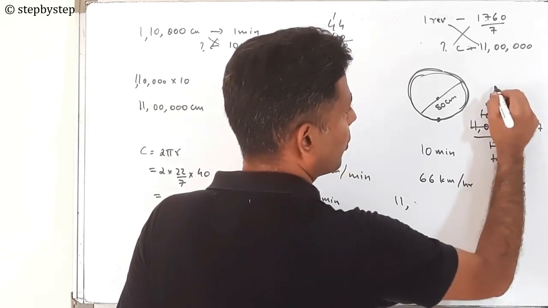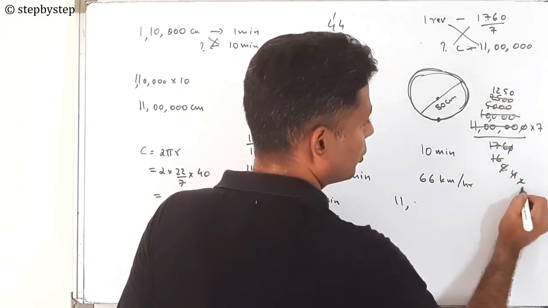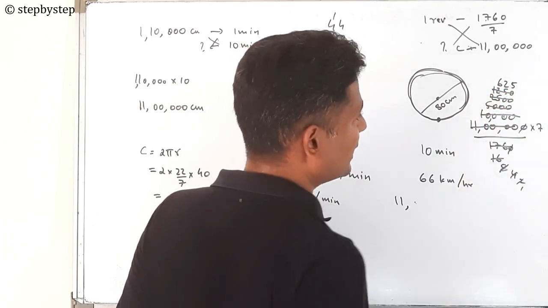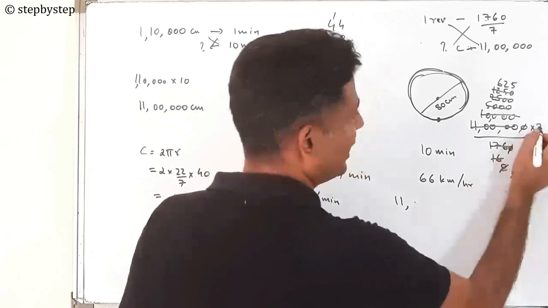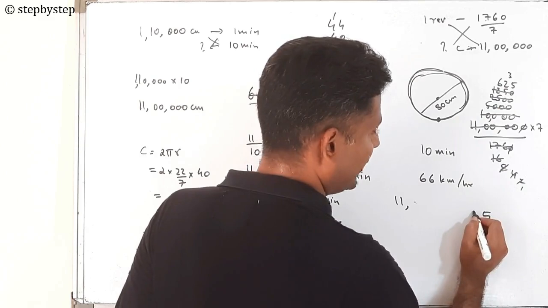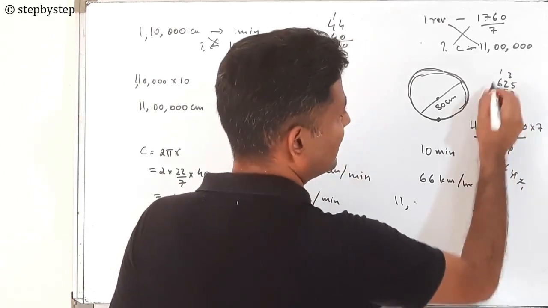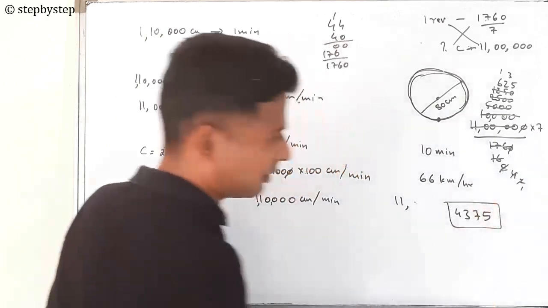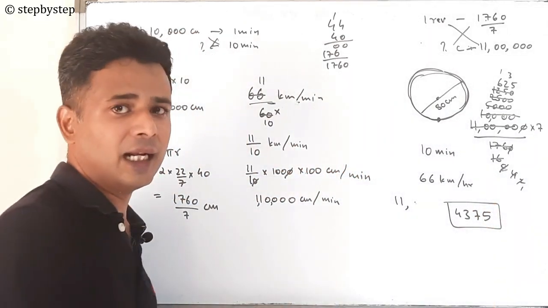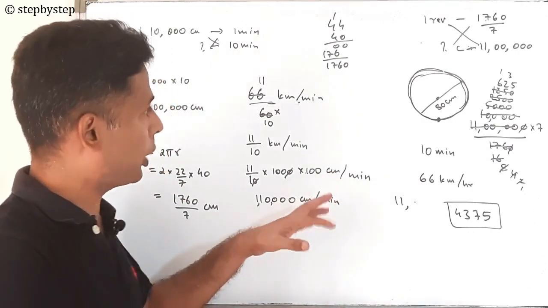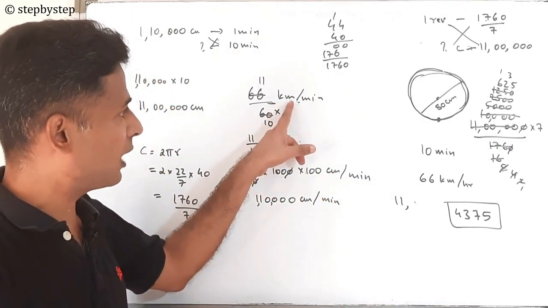2 1s are 6, 2, 5. So 625. 625 into 7. 7 5s are 35. 7 2s are 14 plus 3, 17. And 7 6s are 42 plus 1, 43. So how many revolutions does a wheel make? 4,375 revolutions.